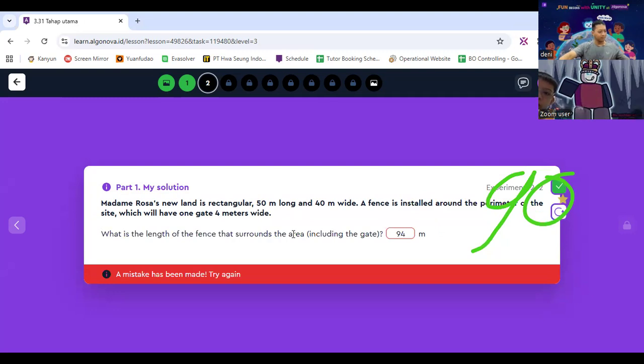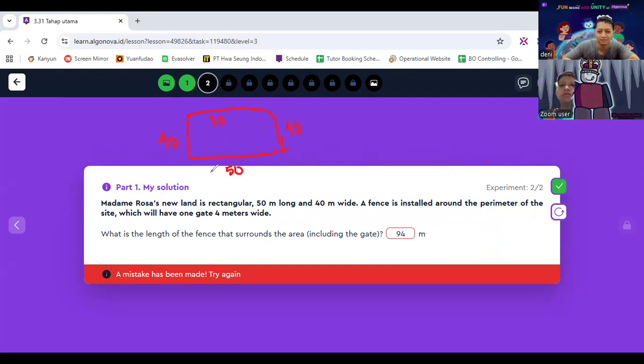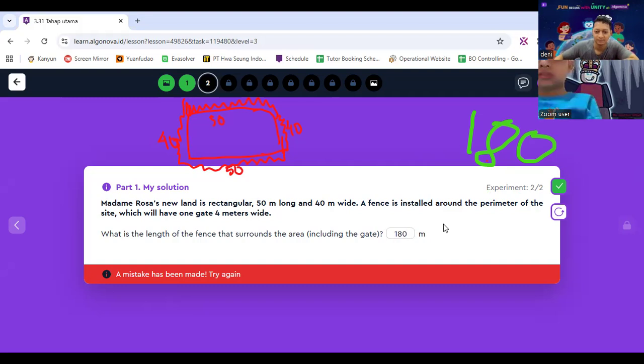How to get 90? It's rectangular. 50 long, 40 wide. A fence is installed. So you just need to count the perimeter. Okay, let's try this.